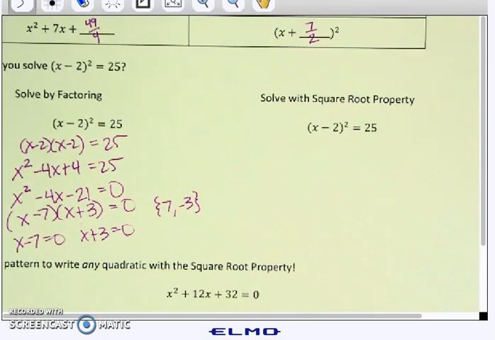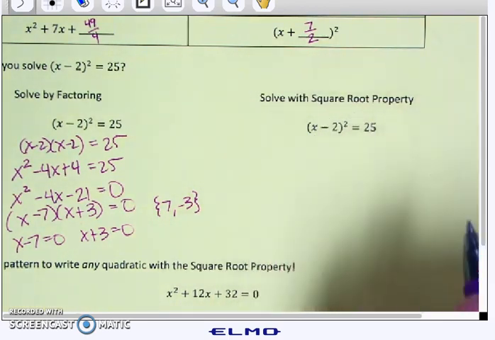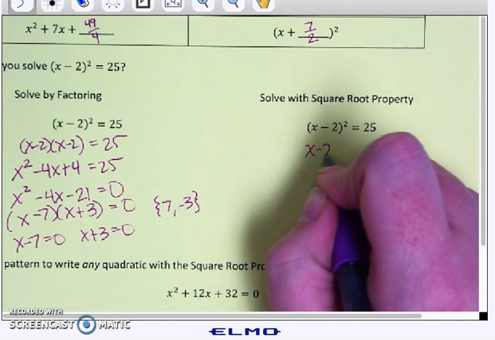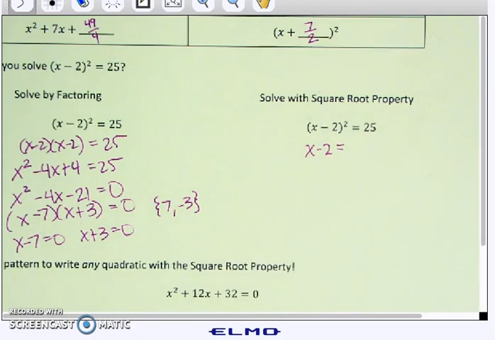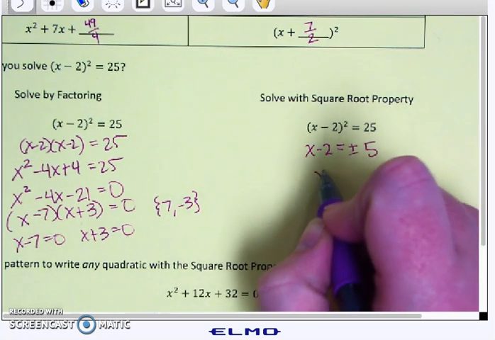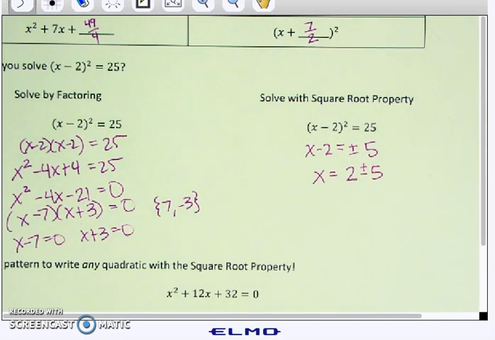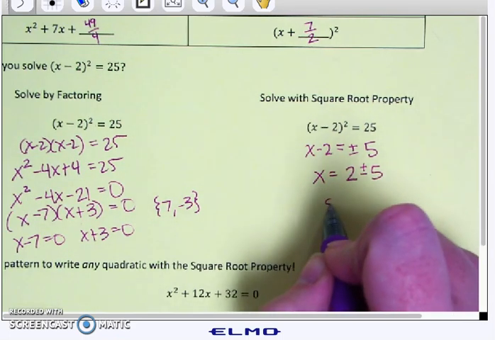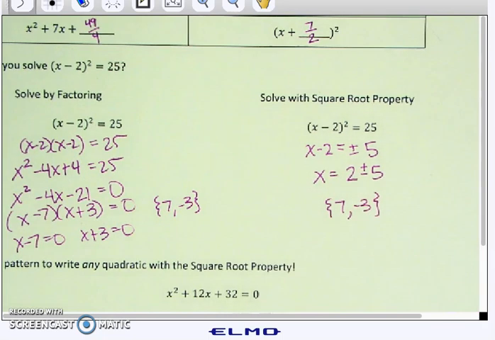Using what we learned yesterday with the square root property, as long as it's a single quantity squared, we can square root both sides. And what that would get us is x minus 2 equals, and then when you square root the right-hand side, you need the plus or minus symbol. So plus or minus the square root of 25, which is 5. And then add 2. 2 plus or minus 5. So 2 plus 5 is 7. 2 minus 5 is negative 3.